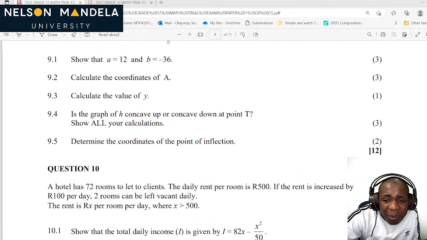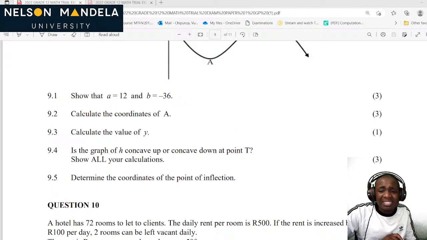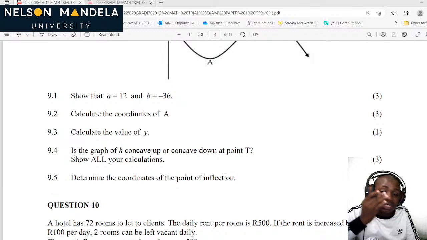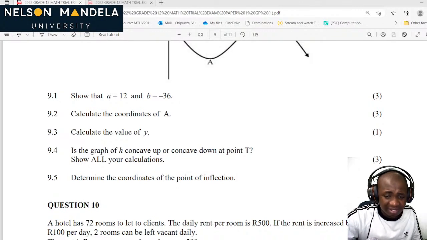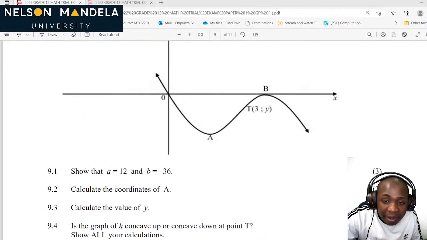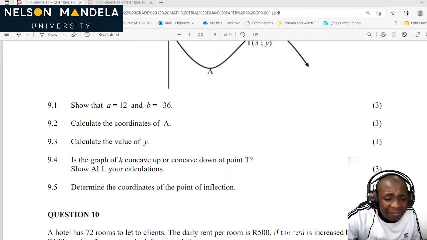Calculate the value of y. Where is y? They've already given us something nice. Given T as (3, y), which is point T, we can see that it's 3 comma y there. That's nice, because now we know the equation of h of x, and we can see from our graph that T is a point on the graph of h of x. So from that fact, we've got this. I'm telling you, we've got this. Let's work on that and solve it fast.